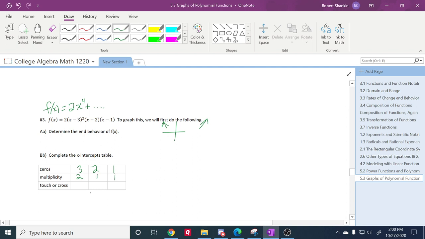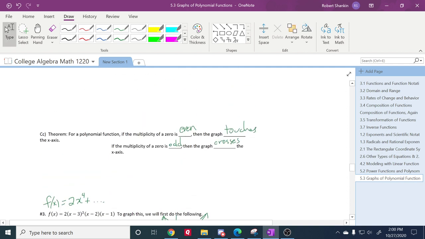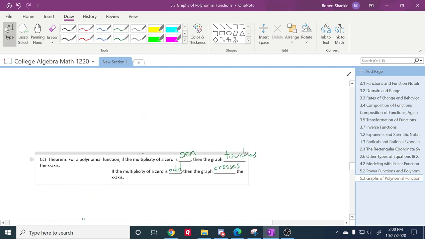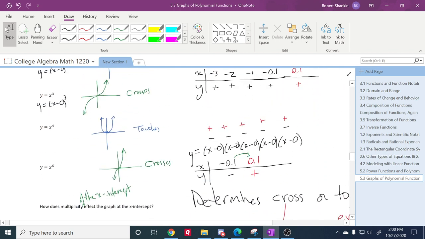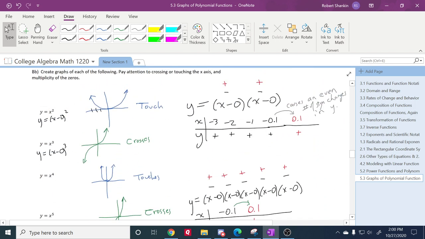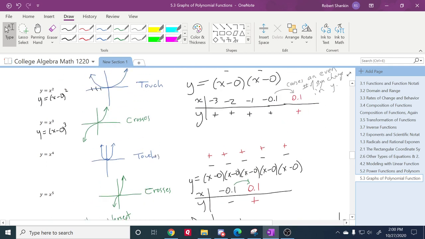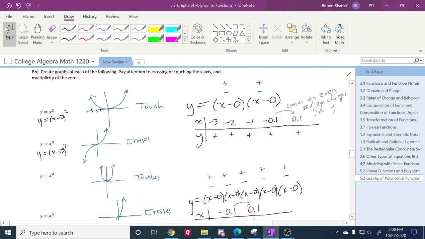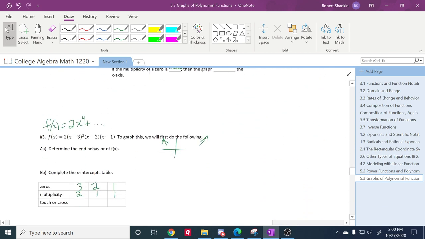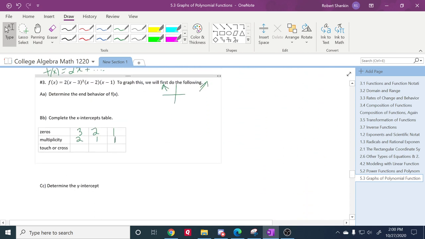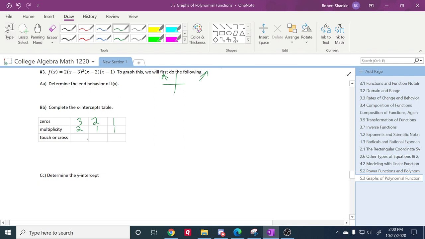And then wouldn't they cross? For this, well, when it's even multiplicity, let's go back. Multiplicity is even, it touches. Even, again, was when, look at all these even powers. They didn't touch it. Makes sense. It causes an even number of sign changes. Yeah, so then it would be touch and then cross. Very good.